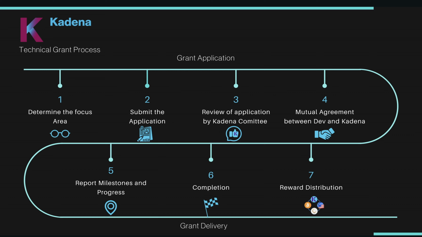The process is divided into two phases: the grant application phase and the grant delivery phase. Each one of these phases has a couple of steps. The grant application phase involves determining the focus area of the project, submitting the project application, review of the application by the Kadena committee, and mutual agreement between the developer and Kadena. The grant delivery phase involves reporting milestones in progress, completion of the project, and reward distribution. Let's take a look at these steps.